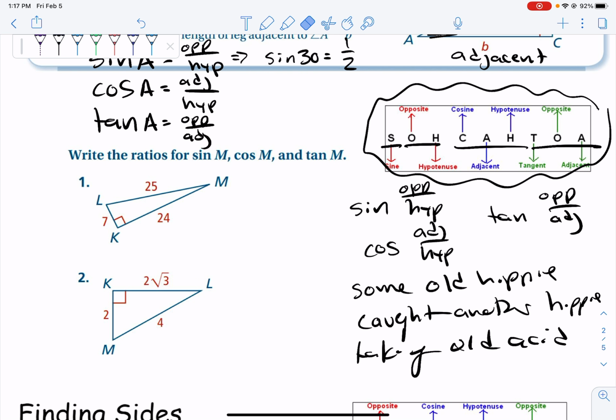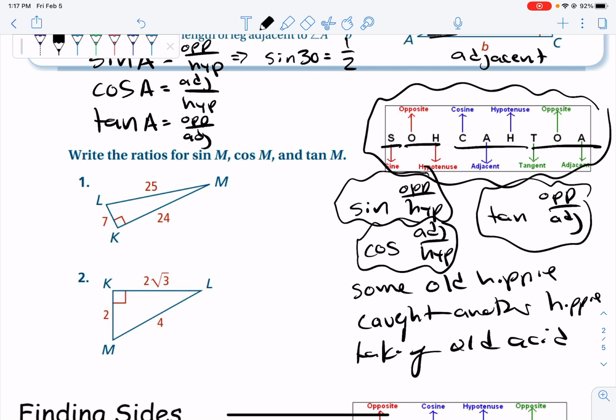So same thing. The some old hippie tells me sine is opposite over hypotenuse, SOH. Some old hippie caught another hippie. Cosine is adjacent over hypotenuse. Taking old acid, TOA. Tangent is opposite over adjacent. All right? You come up with your way of memorizing these, but there's two that we've used in the past that seem to work pretty well.